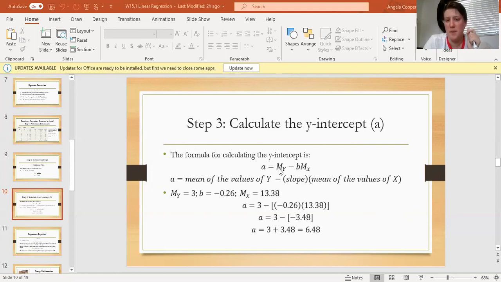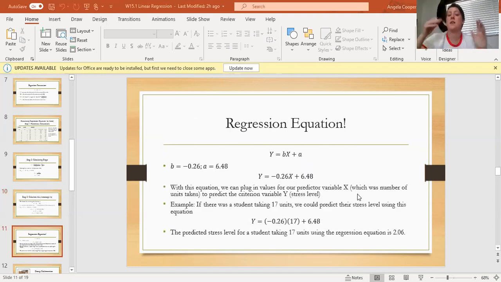So the mean of y minus slope times the mean of x is just 3 minus negative 3.48, which, when we subtract a negative number, we are adding it. So we are doing 3 plus 3.48. That gives us our y-intercept, our a, equal to 6.48. Cool. Now we have our regression equation. The things we need to calculate are just the slope and the y-intercept, which we've just done.